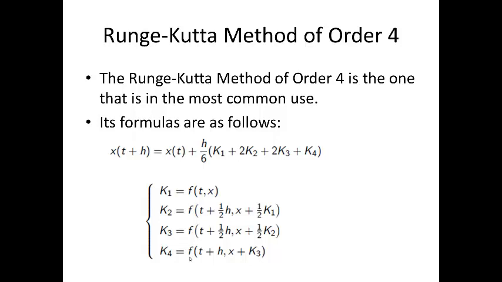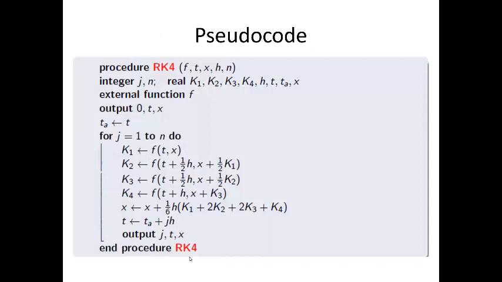Let's take a look at the pseudocode to actually implement this order 4. So here's the pseudocode, and as you can see, this pseudocode uses formulas we developed for the 4th order Runge-Kutta method on the previous slide. And again, we are evaluating f 4 times.